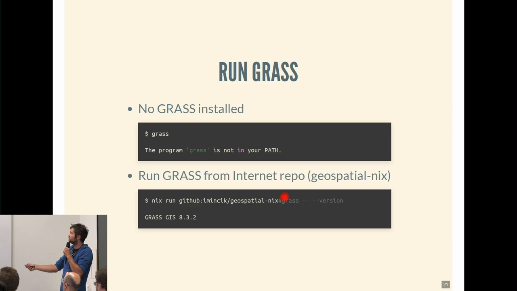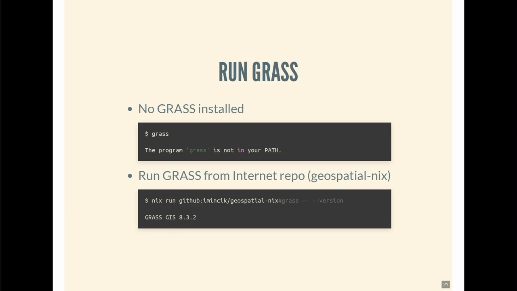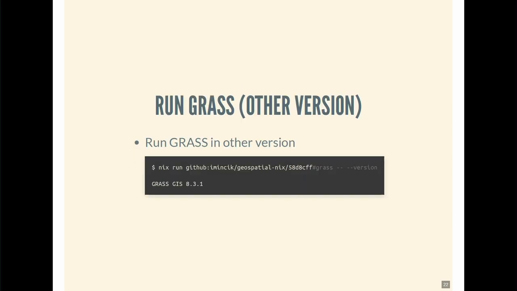But what Nix can do for you, it allows you to run the software directly from a packages repository. So you can say nix run, my packages repository is on GitHub, my name, my repo name, and the name of the software, and then the parameters I give to the software. So GRASS will output the version. The end of this command will be GRASS --version. Nothing else. I didn't have GRASS installed, and I can just run it like that.